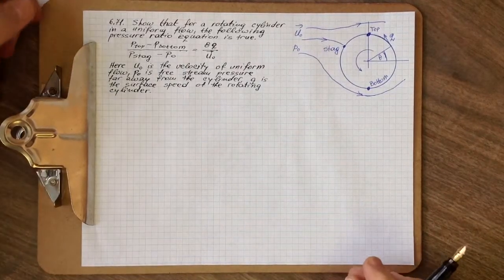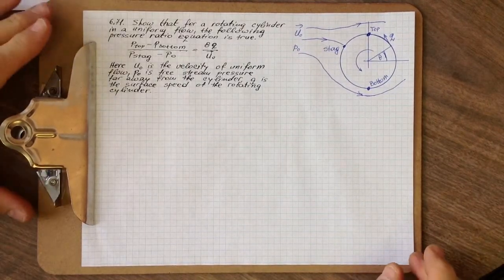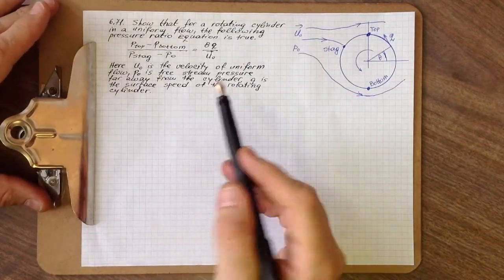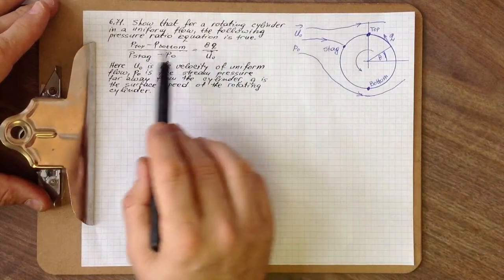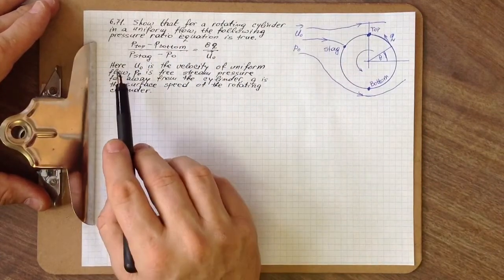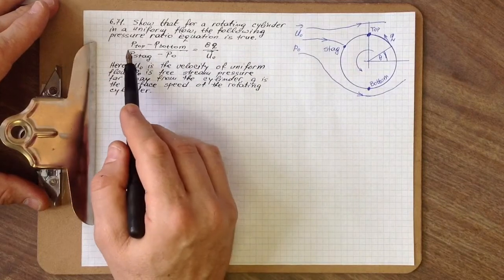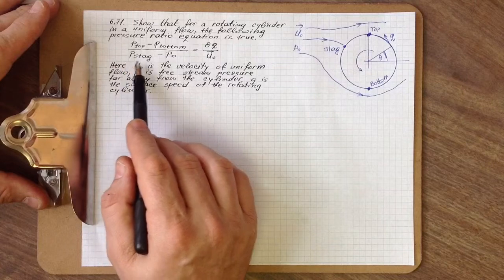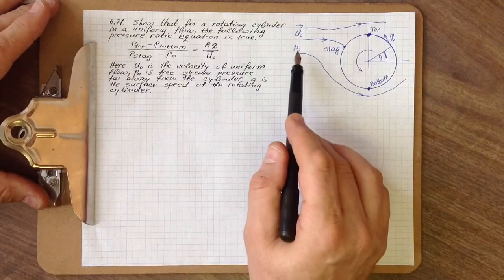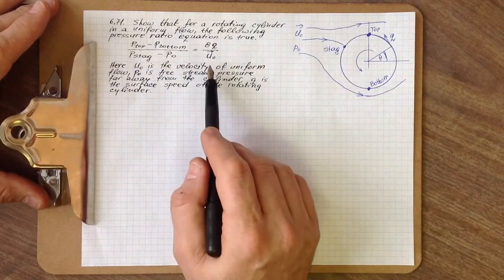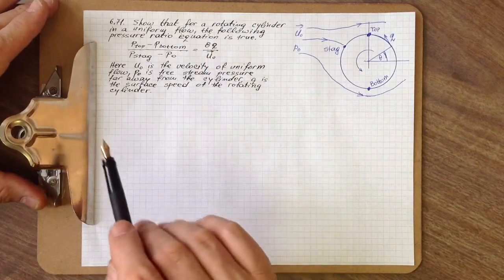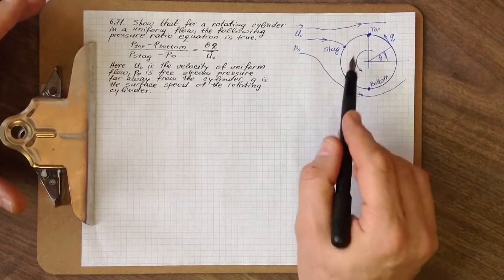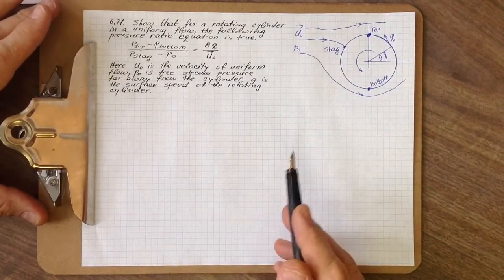Hello. This problem 6.71 is a little modified compared to the textbook. It states, show that for a rotating cylinder in a uniform flow, the following pressure ratio equation is true, which is pressure at the top minus pressure at the bottom of the cylinder divided by stagnation pressure minus the free stream pressure equals 8Q over U naught, where Q is the peripheral speed of the cylinder due to rotation of the cylinder only.